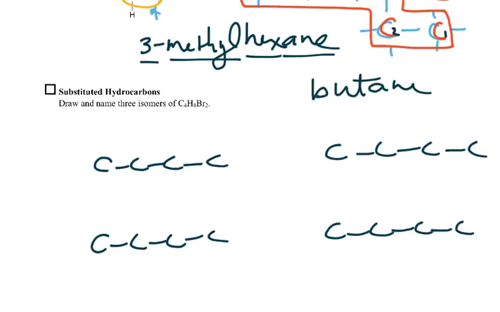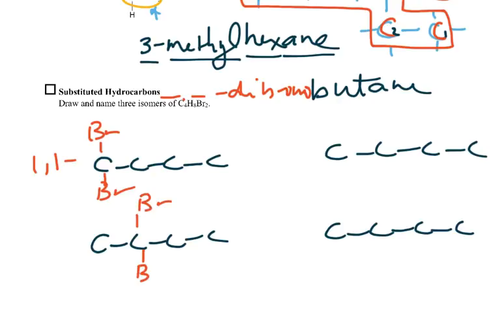Okay, so where could we put those bromines? Well, we could put them both here on carbon 1. And that one's going to be called 1,1-dibromobutane. That's kind of sloppy, sorry. But you can also put them here on carbon 2. So that would be 2,2-dibromobutane.